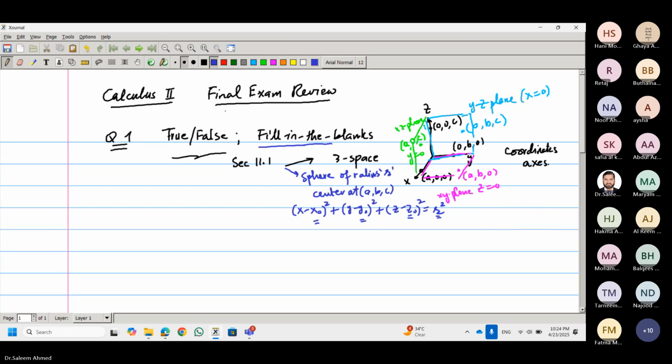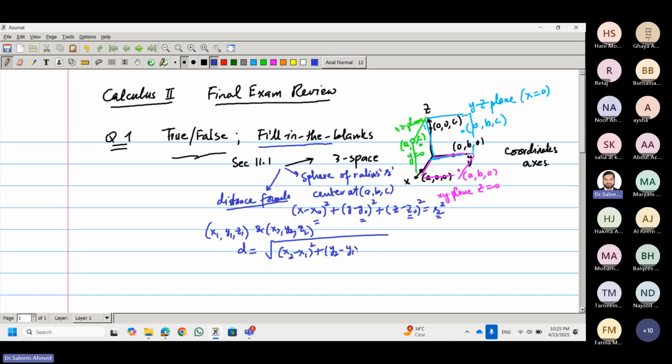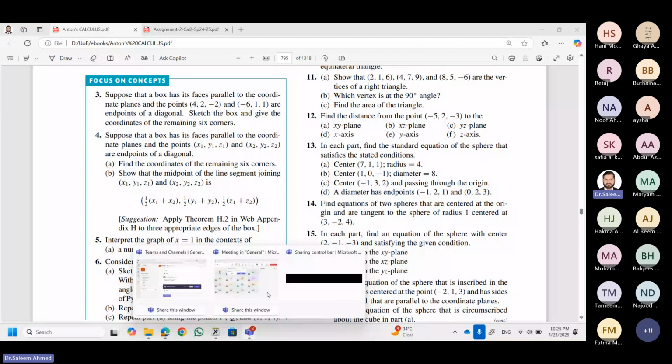There was also the distance formula. If there are two points, x1, y1, z1, and x2, y2, z2, and these two points are given, you can find the distance between them. The distance is the square root of (x2 minus x1) squared plus (y2 minus y1) squared plus (z2 minus z1) squared. So if I give you two points and ask you the distance, that can also be a fill in the blank type question.